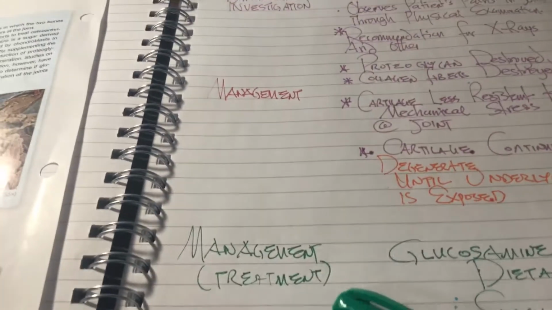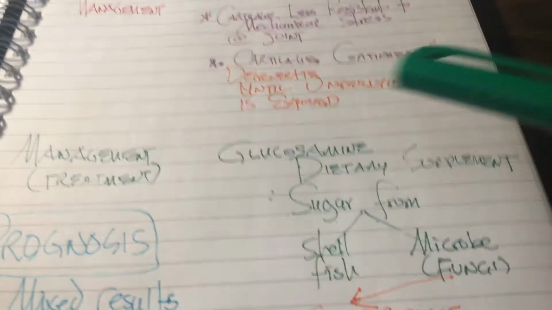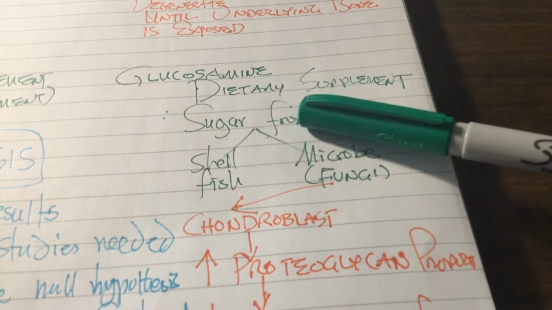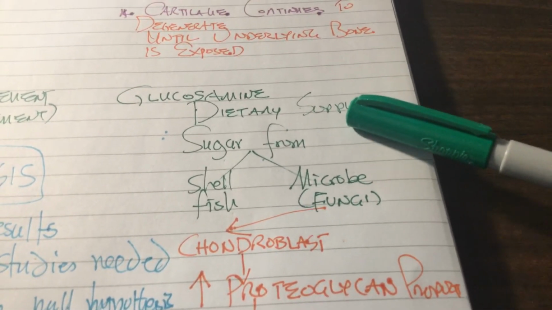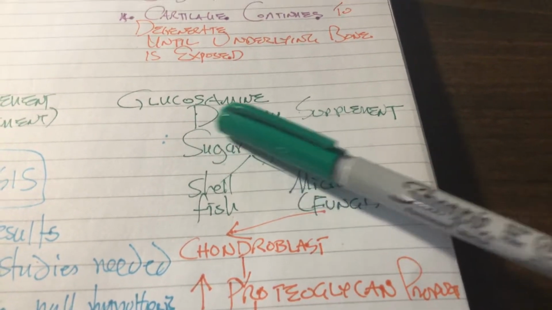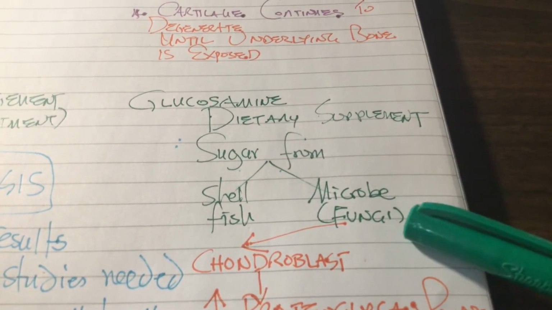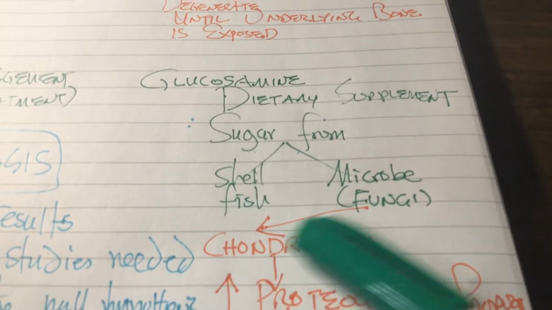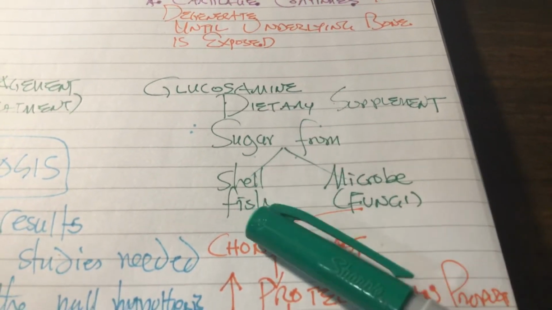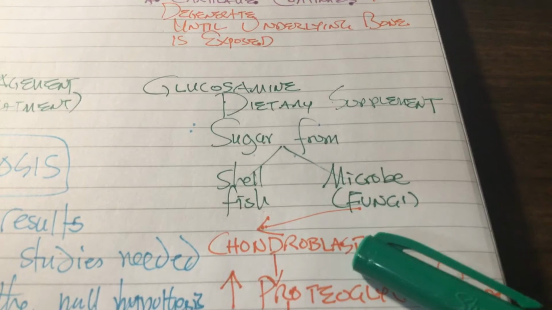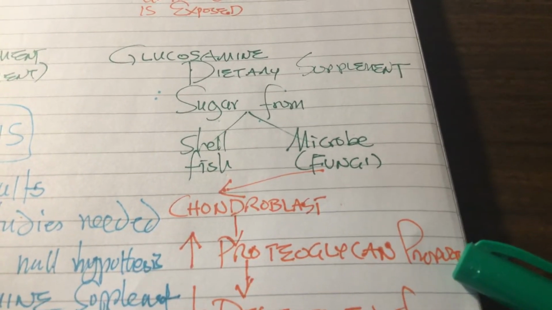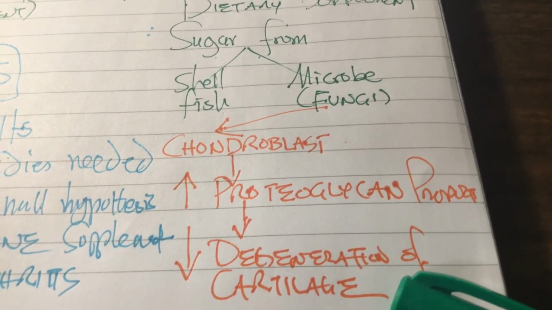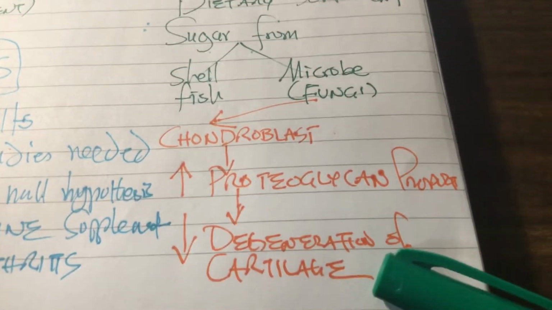Also, to manage or treat it, there is something called glucosamine, a dietary supplement that has sugar or glucose from shellfish, and a microbe known as fungi. And this fungi is actually used by the chondroblast. That dietary supplement, with the sugar from the shellfish and the fungi, is used by the chondroblast to produce more proteoglycan, which slows down the degeneration of the cartilage that causes the osteoarthritis, and that helps.